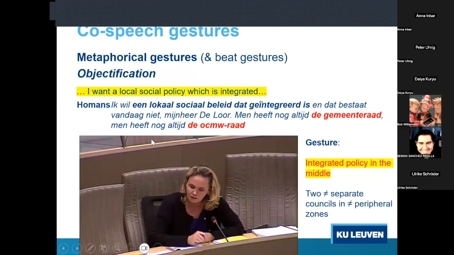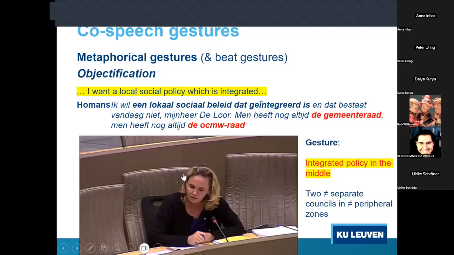So she's advocating, she's a minister advocating an integrated community council, and she's locating this integrated council in front of her torso, instead of the two separate councils existing at the time, one council and another type of council. So what she's doing is objectifying the council by giving these concepts a situation, a spatial location. Right?